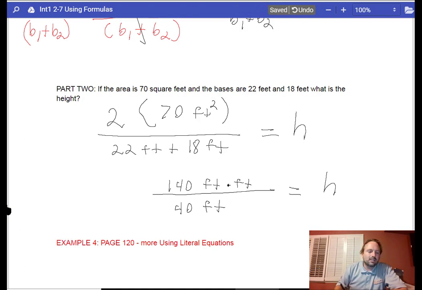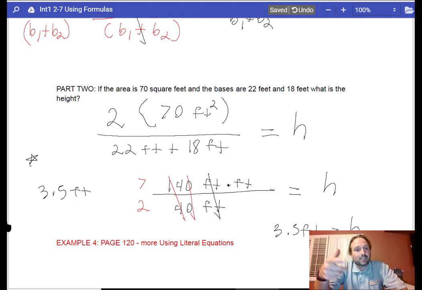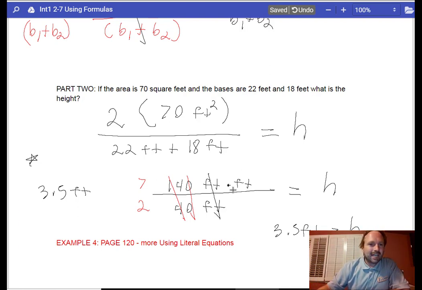So I'm going to tell you we could divide by 10, and we're left with 14 divided by 4. We could divide by 2, and we'd be left with 7 over 2. So that would be 3.5. But wait, feet divided by feet would be what? 1. So we're going to divide by 1, we get 3.5 feet. So 3.5 feet is equal to height. Now you'll see this more when you get to chemistry, but that's about it when we're canceling things out.